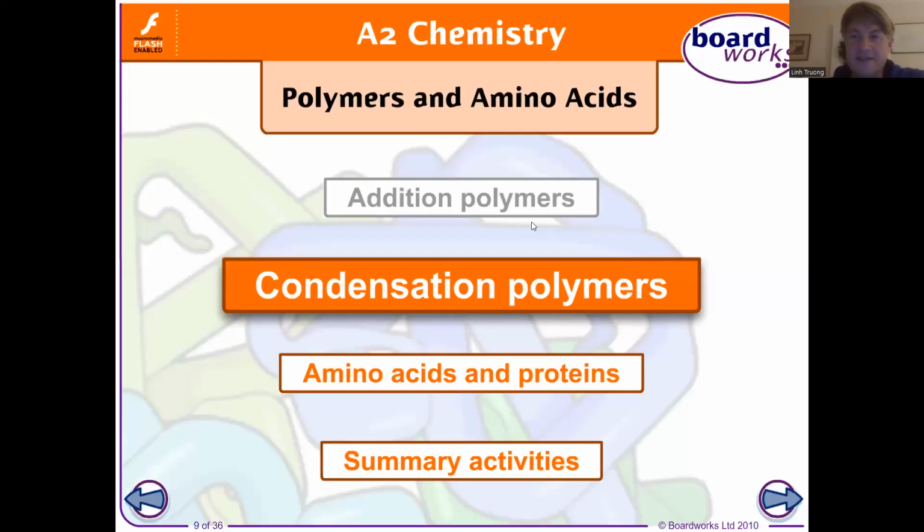Okay, good evening, everyone. So today we're going to look at how we make condensation polymers. This is something you're going to need to know for your IGCSE chemistry or indeed IGCSE coordinated sciences courses. So first of all, let's have a look at what a condensation polymer is and how they are formed.